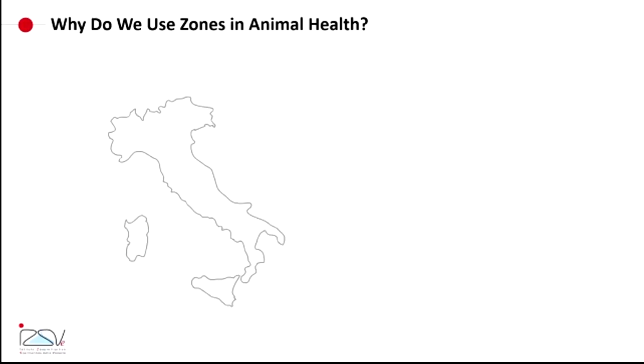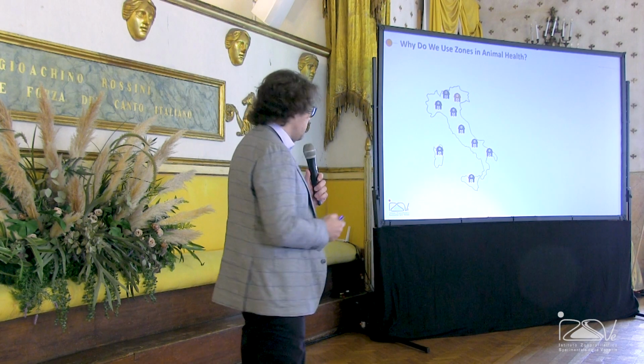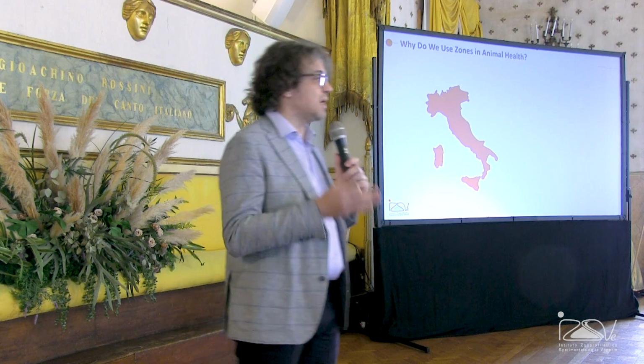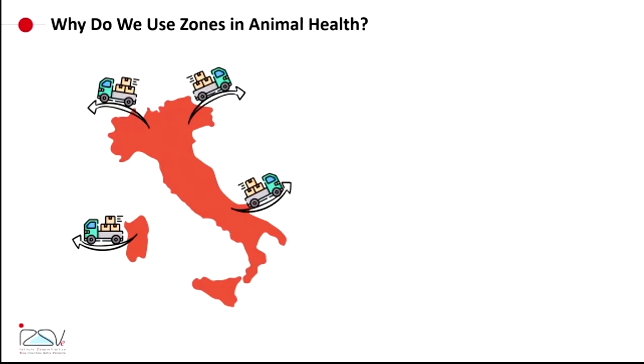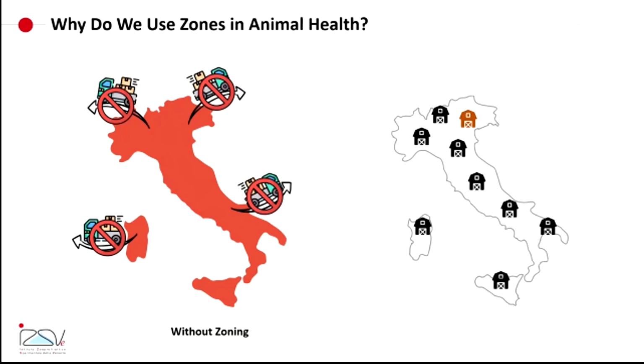So, why model zones? Let's start with a little scenario. We have a country, just a random country with a few farms. Now, one of those farms becomes positive, let's say for a random disease like influenza, and then without zoning, all of the country becomes an infected zone. What does that mean? It means that if you want to move poultry production, poultry products, or poultry in general, that will not be possible.